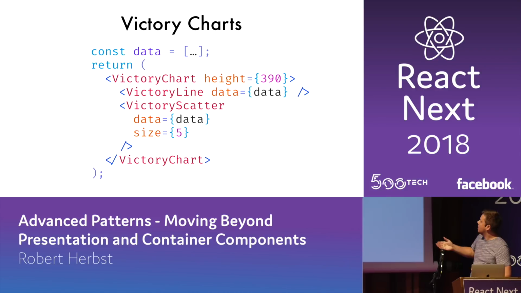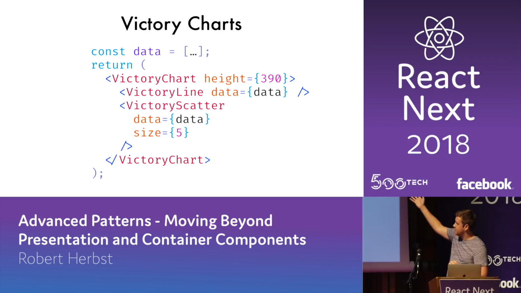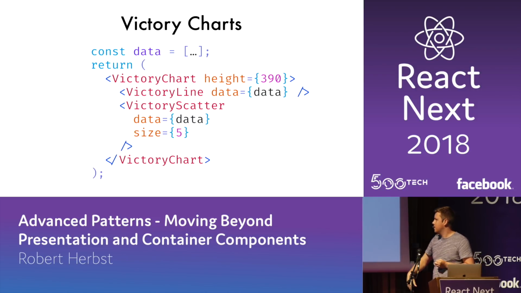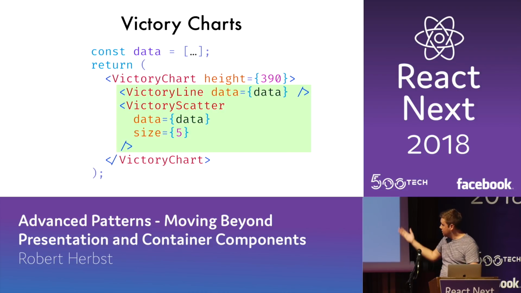We've got a wrapper called Victory Chart. It's got a height of 390, and then it's got a Victory Line that passes in some data, and a Victory Scatter that passes in some data and a size. And that makes sense to me to draw the middle part, right? We've got a line and a scatter plot. We've got the size for the dots. We know where the line's coming from. Cool, I get that. It's over there.